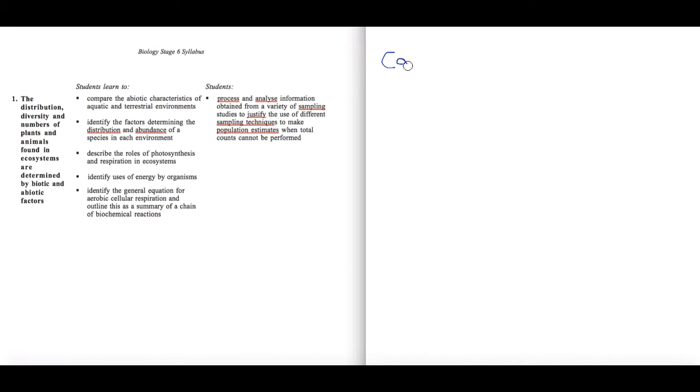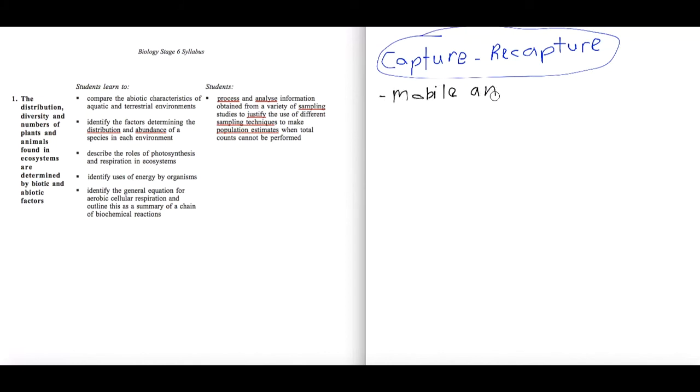Okay, another technique which can be used to estimate the abundance is a technique which we call capture-recapture. So with this method, unlike the quadrat technique, this can be used for animals which are mobile, or secretive and hard to find animals.